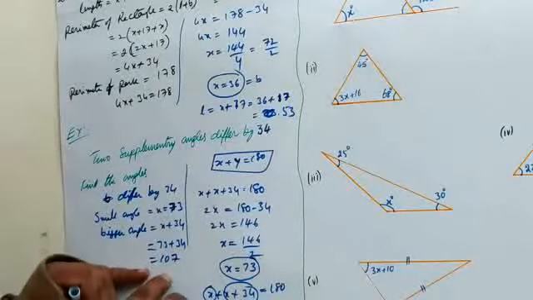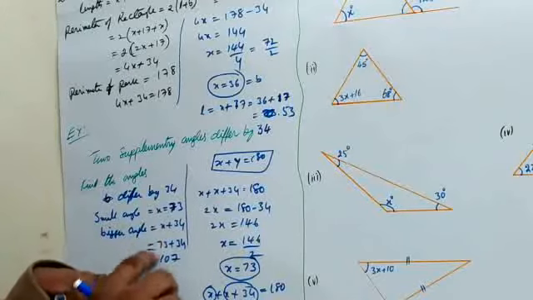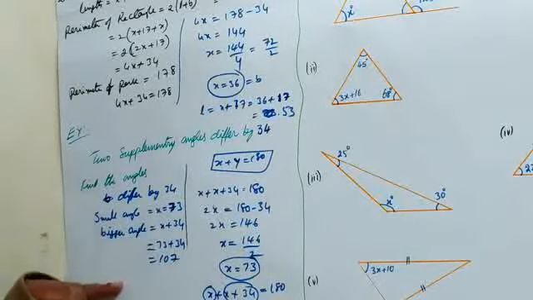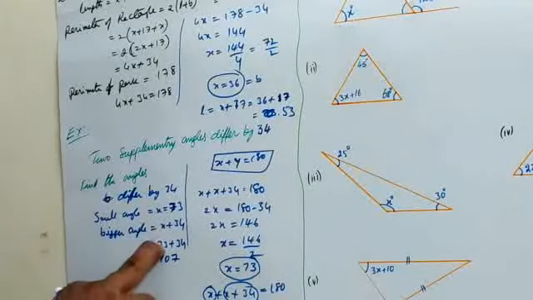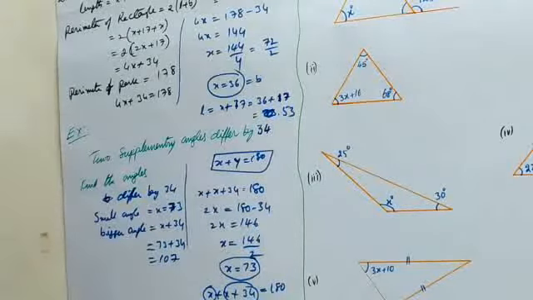107 plus 73 is 180. Therefore the supplementary angles are equal to 180. The smaller angle is equal to 73 and the bigger angle is equal to 107.